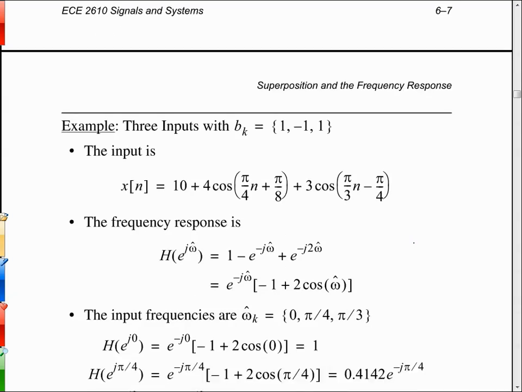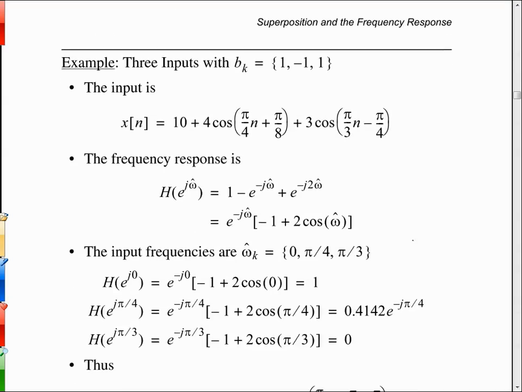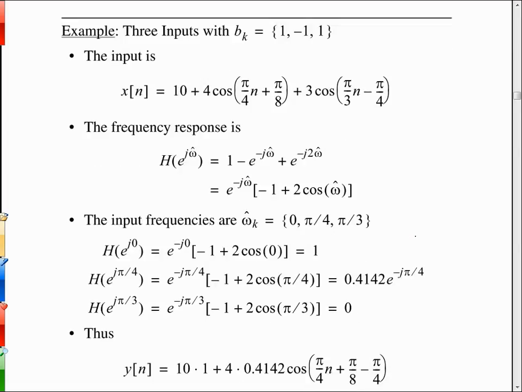So let's take a good example of that I put together here. Suppose the FIR filter has three coefficients, 1, -1, and 1, and the input is composed of a DC term, a discrete sinusoid at pi over 4 radians per sample, and a discrete sinusoid at pi over 3 radians per sample. So the first step is to go ahead and get the frequency response in general terms, in terms of just omega hat. Remember how we do that?